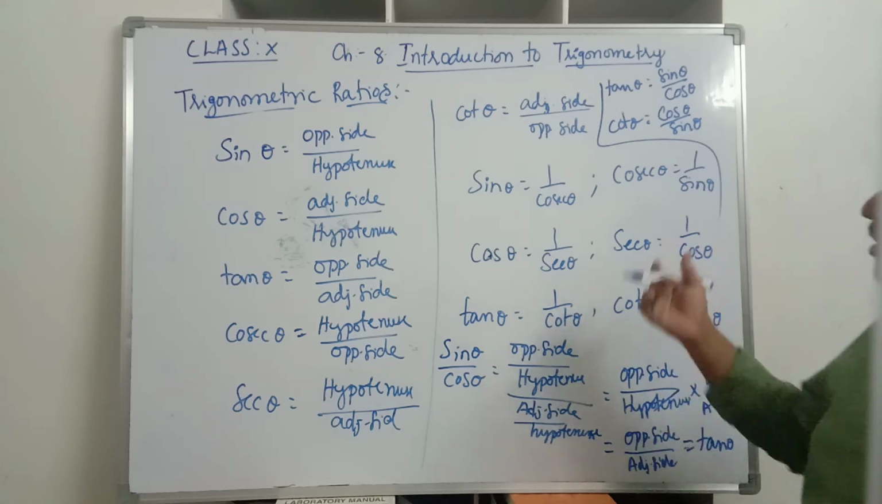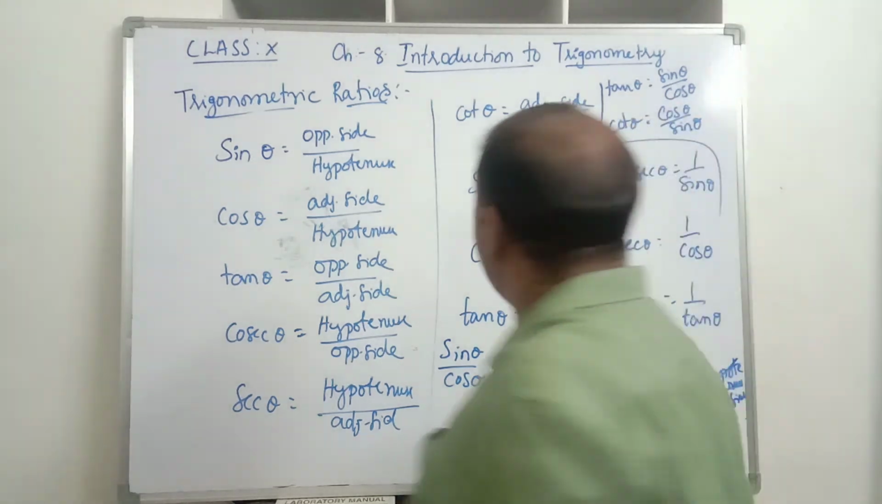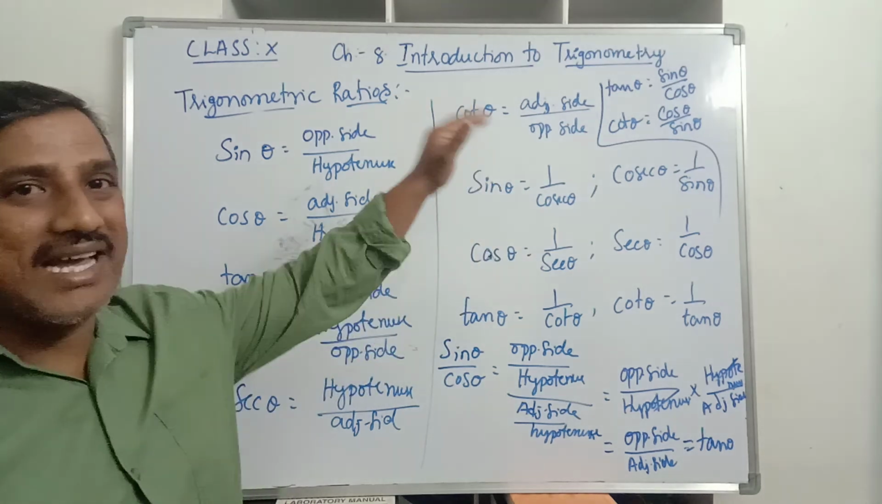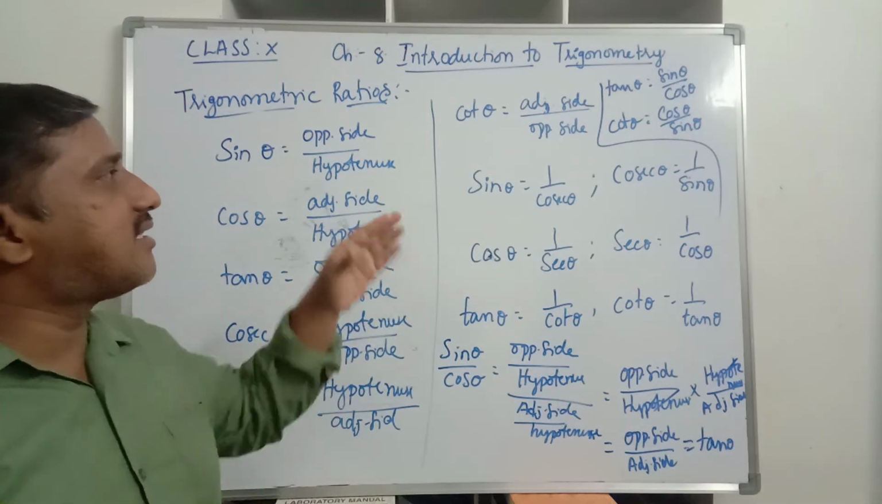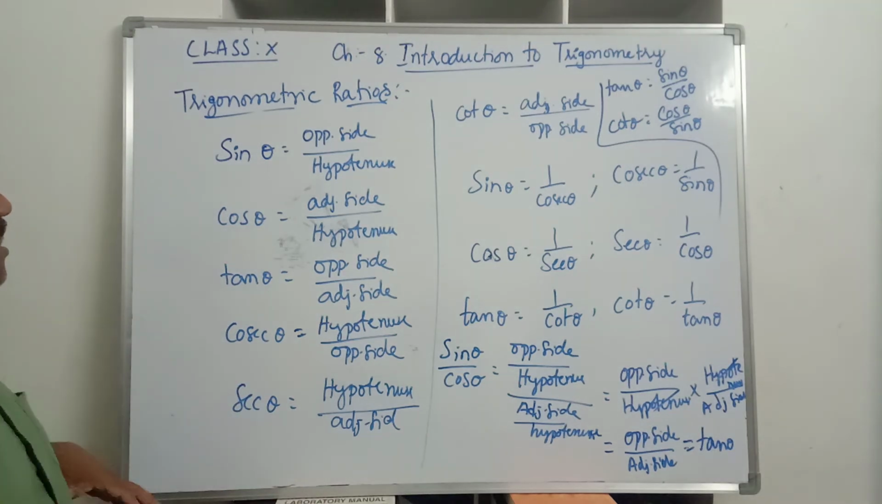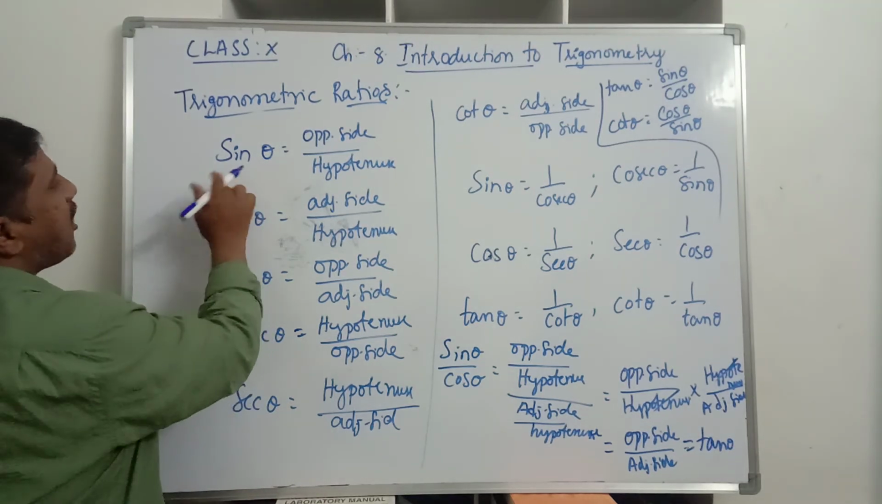So you have to remember all these things to solve the problems from this chapter. Tan theta is equal to sin theta by cos theta. Cot theta is equal to cos theta by sin theta. Is it clear, children? Now you see here, sin theta means what?